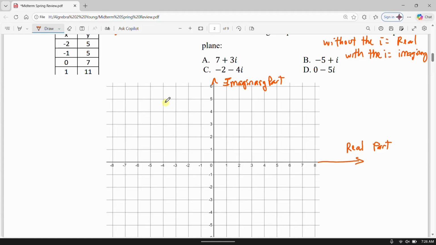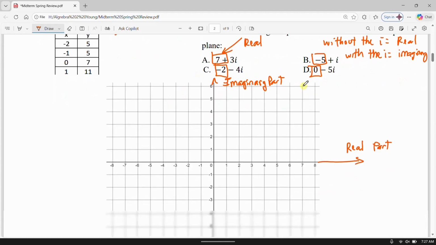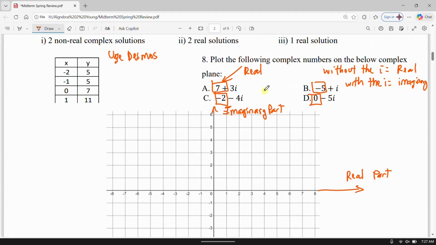So now this is real, real. I'm going to box everything that is real. Okay, so those are real. And the one with the letter i is called the imaginary. So what do they want us to plot? Okay, so we have to plot all four.